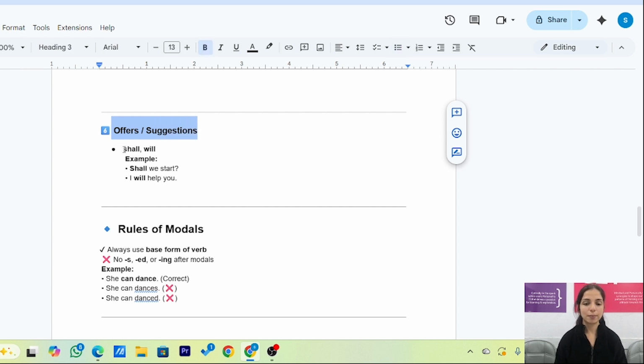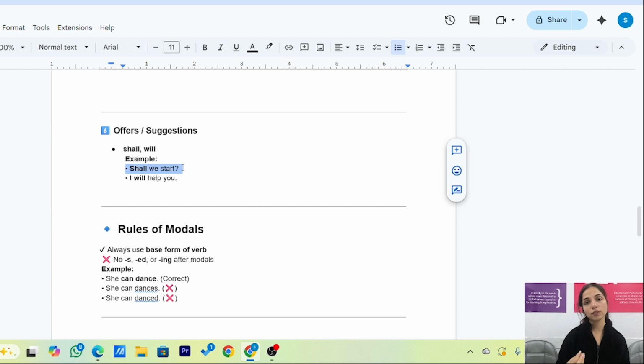Next, you can use the modals just for giving offers or maybe suggestions again. So, for example, you use shall or will to offer something. For example, shall we start? Again, you are taking a permission, you are offering that should we start or should we begin with the opportunity? So, इस तरीके से you are asking for the permissions and then or maybe asking for the suggestions. I will help you. मैं आपकी help करूँगा. Yes, this goes in the future tense, but again, you are giving a suggestion that don't worry, I will help you. In this case, will serves as the modal.